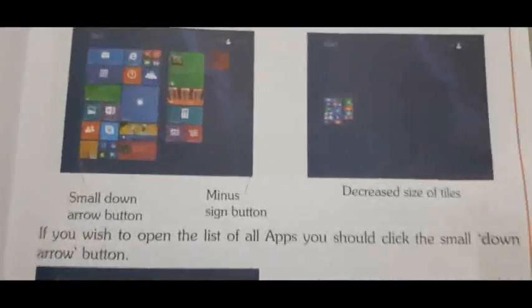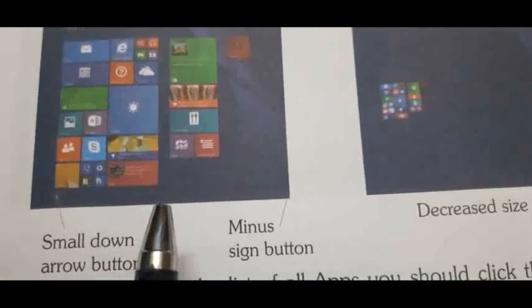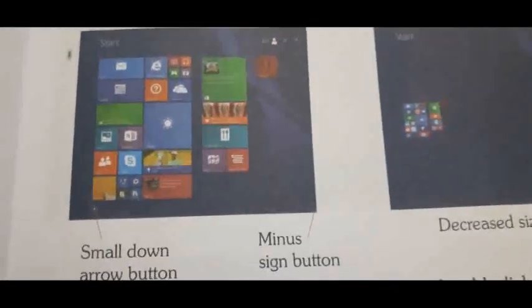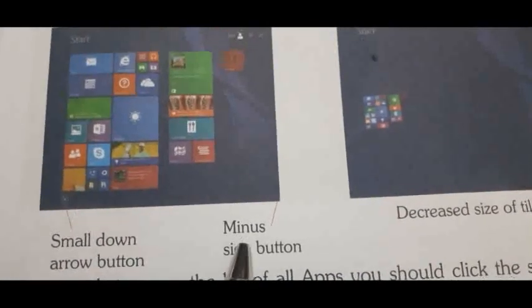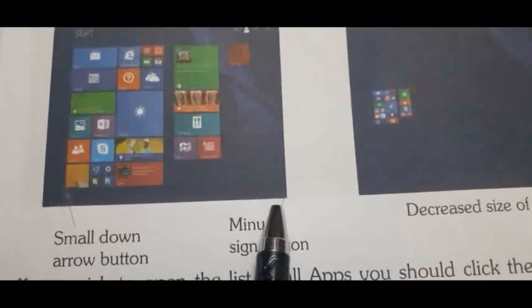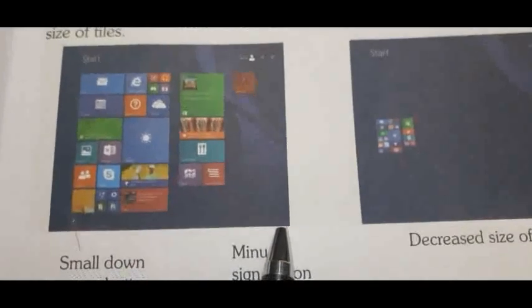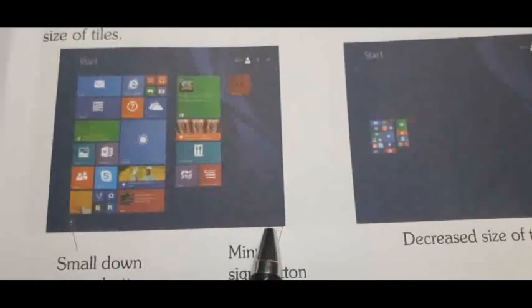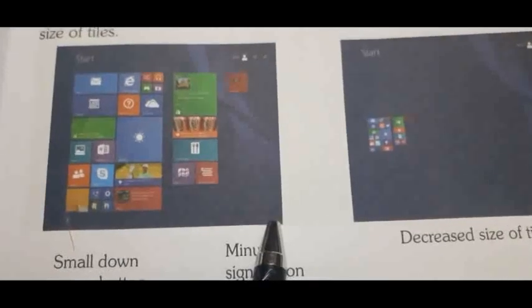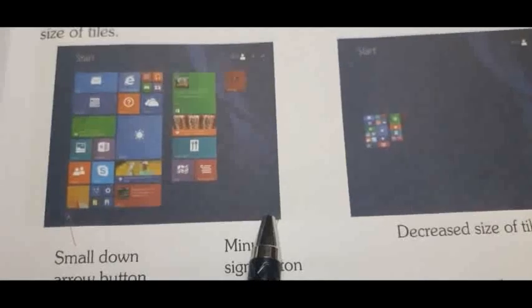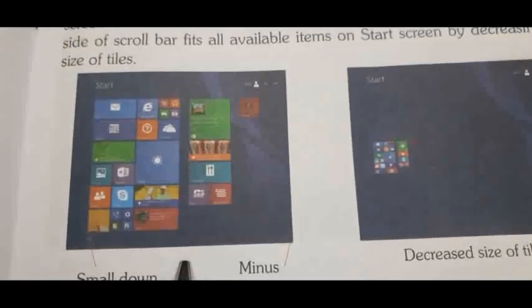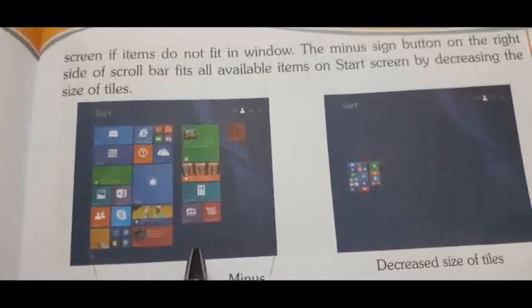Children, if you see here in this picture, we are observing two buttons. Here see the small down arrow button and the minus sign button. Here this dark color is given, no, that's why we can't see this minus sign button. If you see on the screen, we will see here a minus sign button. What is the role of these two buttons? What will it do, see.